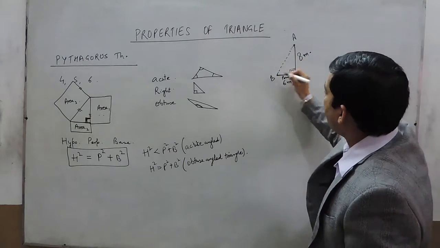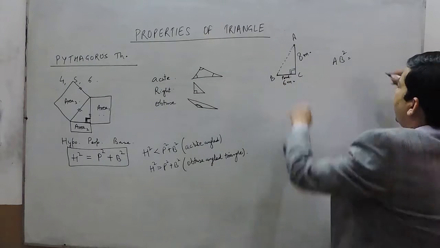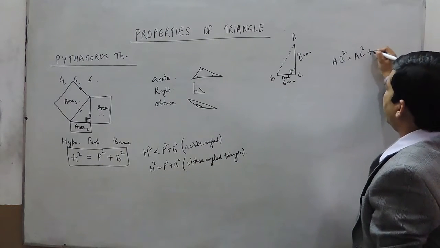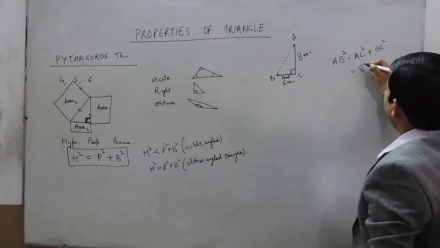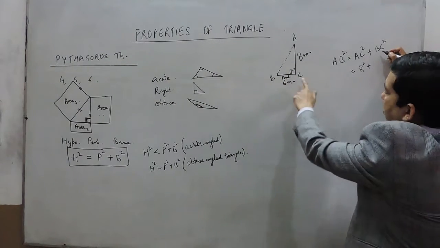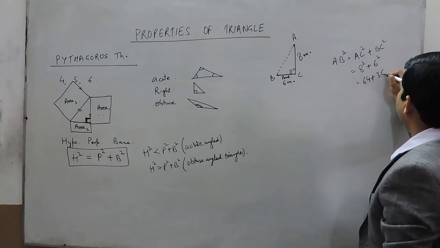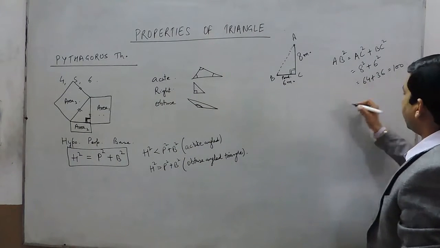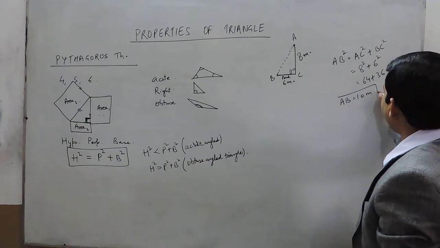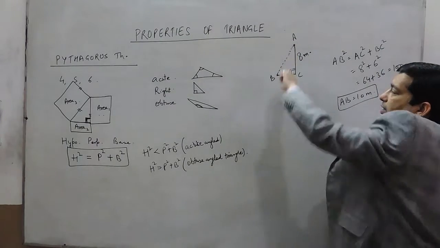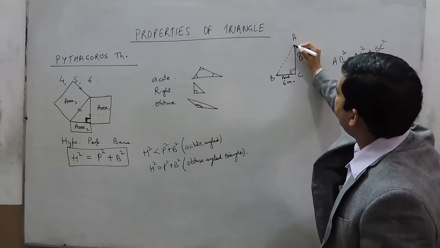If we want to find the value of AB, then AB square should be equal to AC square plus BC square. The length of AC is 8, so it is 8 square, plus the length of BC is 6, so it is 6 square. So 64 plus 36 comes out to be 100, and the value of AB becomes 10. So we can say that if we have a ladder of length 10 meters, we can go from point B to point A.